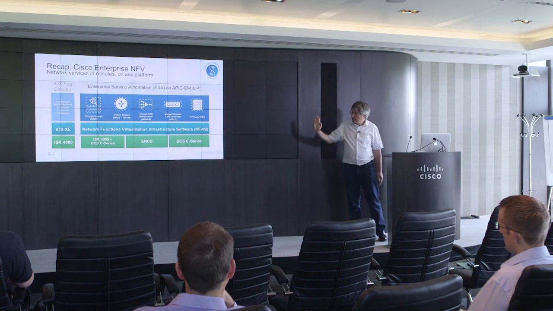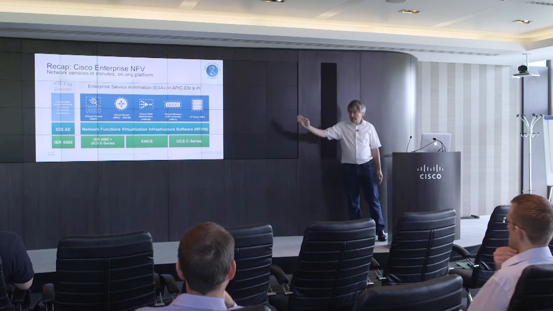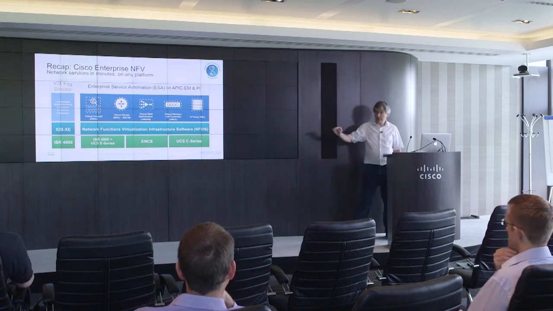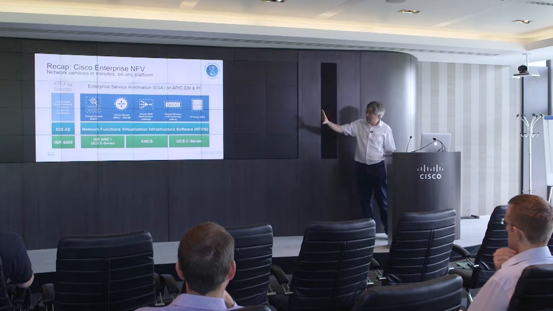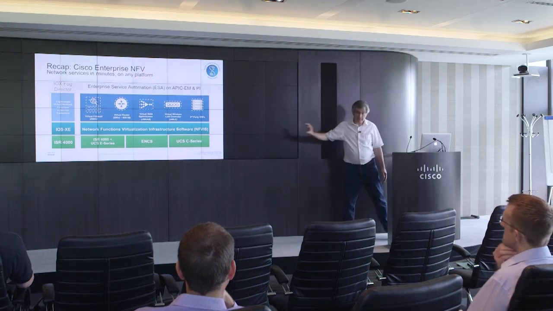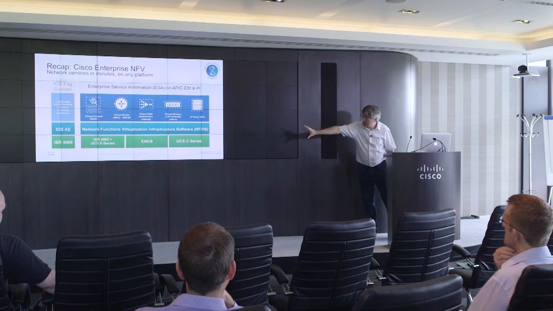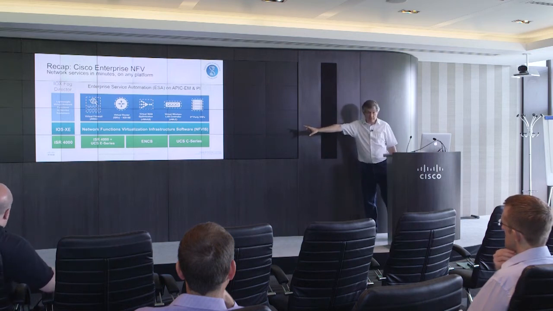We also talk about running applications natively on our ISR 4Ks. We've got a couple of slides to show how that works, but we're developing a similar model, but the ISR 4K is managed separately from this. NFVIS works on these x86 UCS platforms out in the branch.